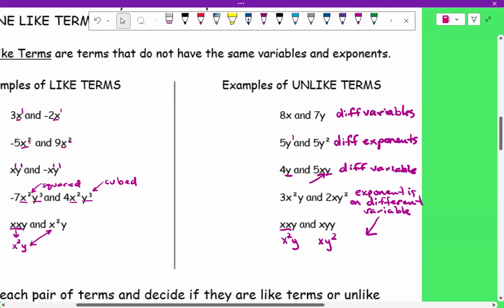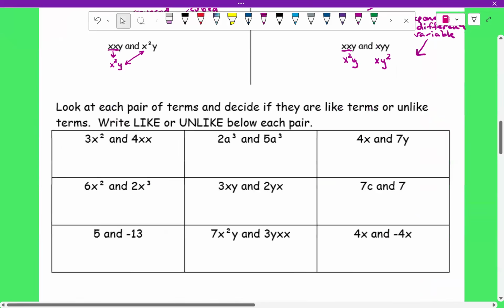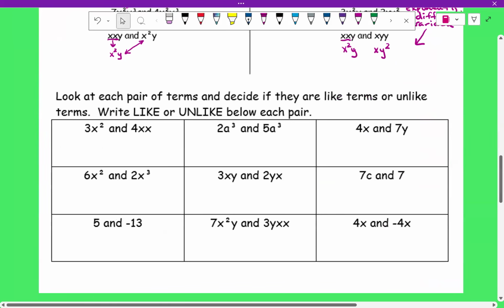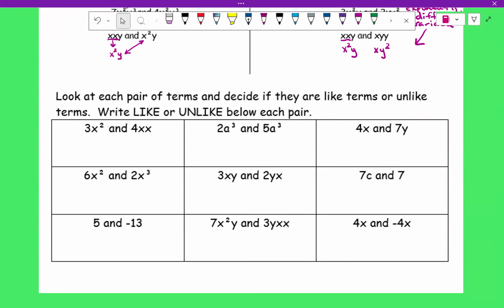Let's have you try some. So we're going to look at each pair and we're going to decide if these terms are like or unlike. And we're just going to write like or unlike below each pair. So let's start here. 3x squared and 4xx. Well, we would rewrite 4xx as 4x squared. So do we have the same variable? Yes. The same exponent? Yes. So these are like terms.